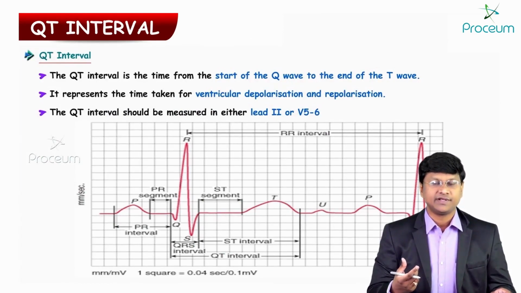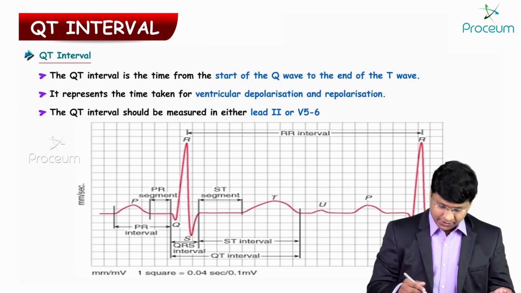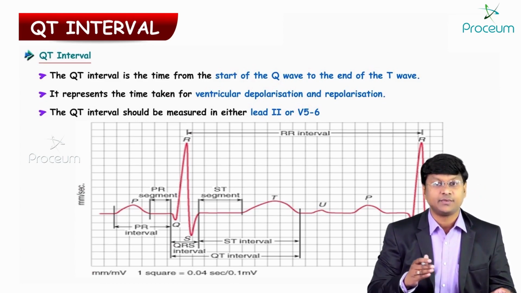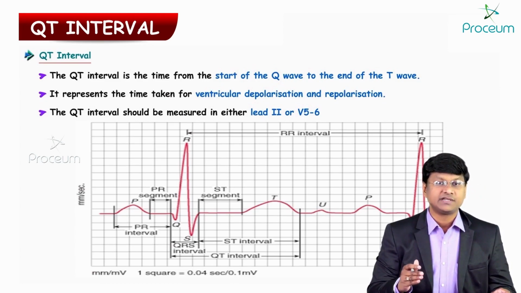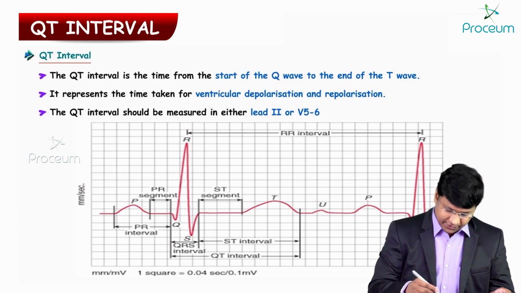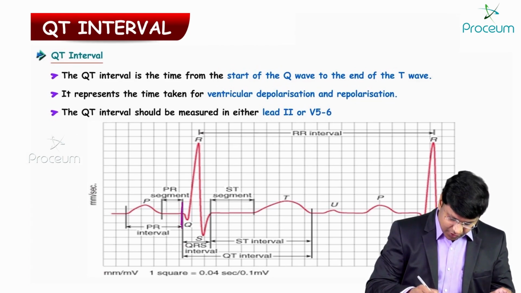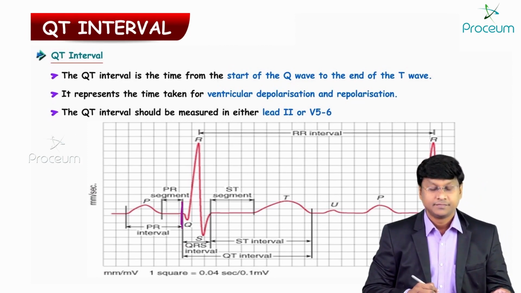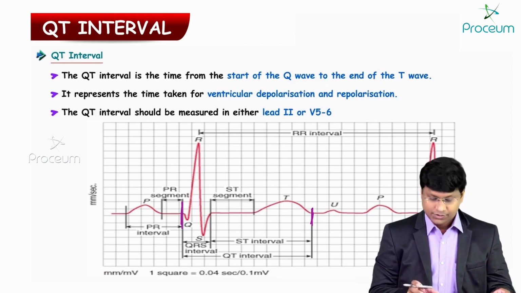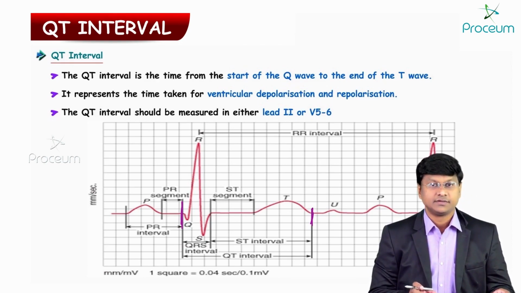So in the QT interval, what waves and what segments do you have? You have the QRS complex. First of all, where does it start and where does it end? The QT interval is the time from the start of the Q wave, so this is the start of the Q wave, up to the end of the T wave. So this is your QT interval.